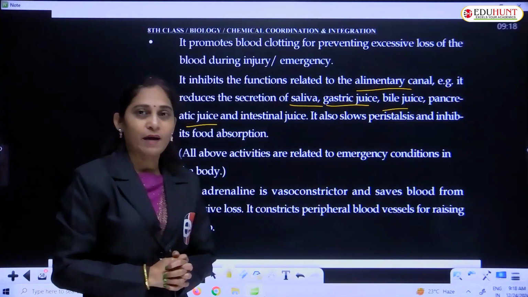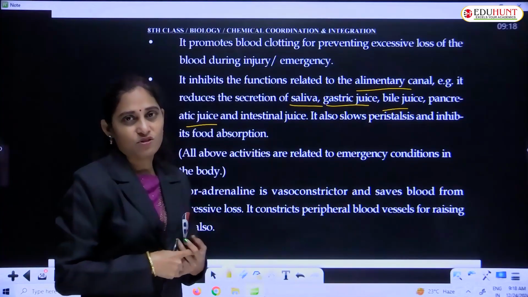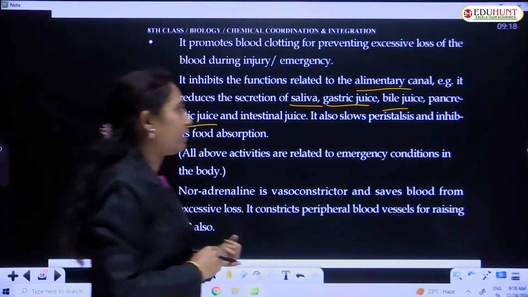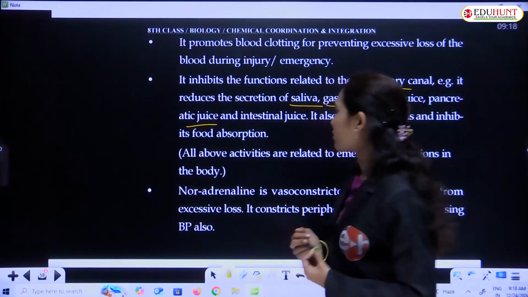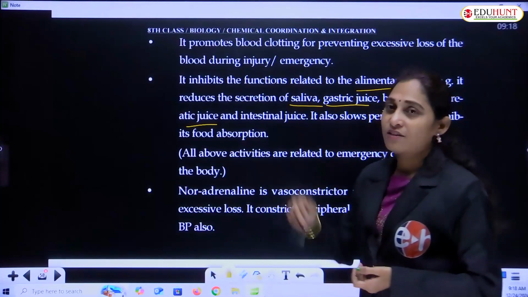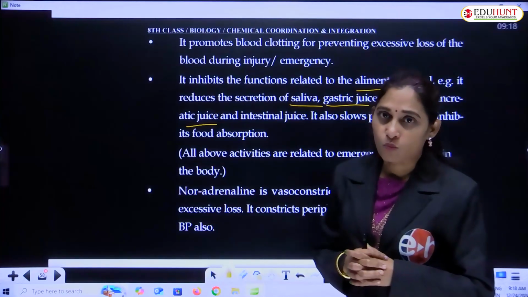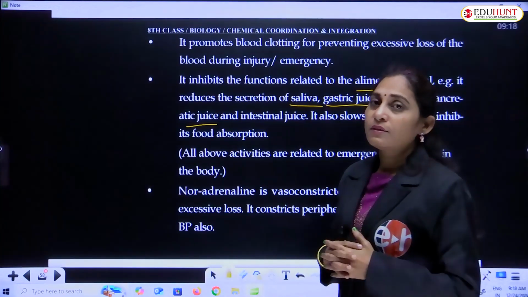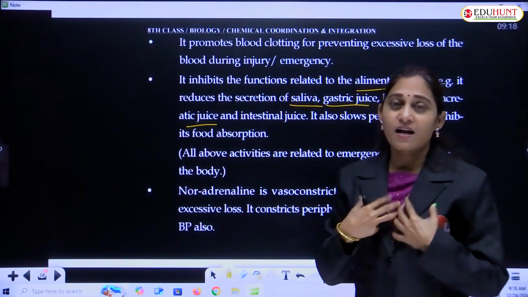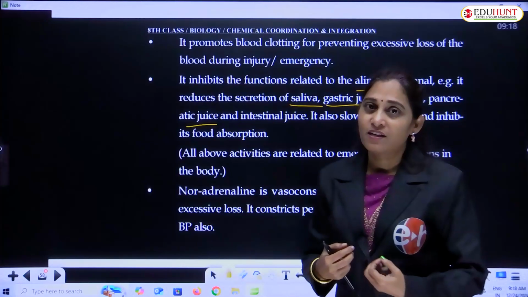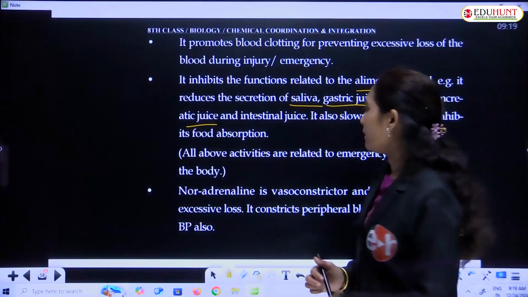When an emergency comes in the body, there is disturbance in the alimentary canal, gastric juices are not secreted properly, and even salivary secretion and pancreatic juice secretion, gastric juice secretion, all these secretions are under the control of the adrenal gland, because it is an emergency gland, emergency hormone. So it influences the activities of the body, including digestive activity. It increases the heartbeat, it regulates breathing rate and promotes blood clotting during injury.